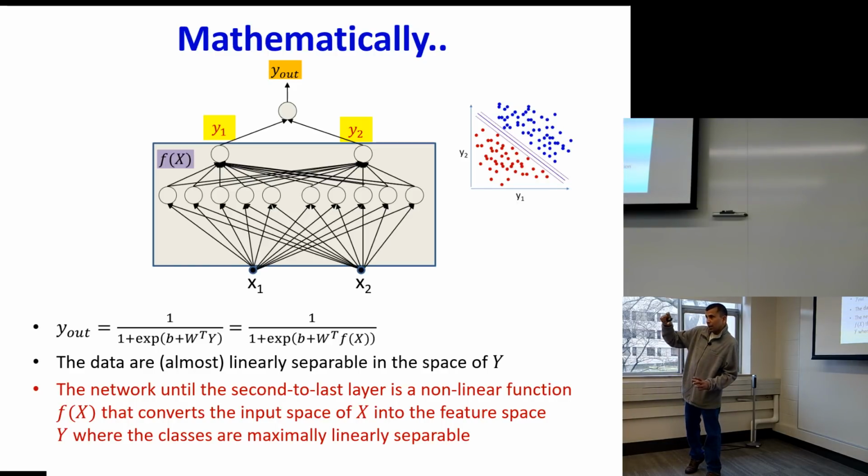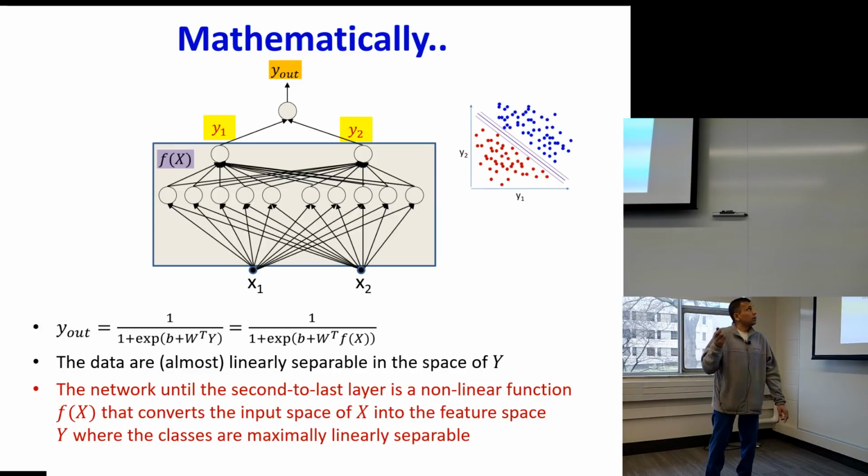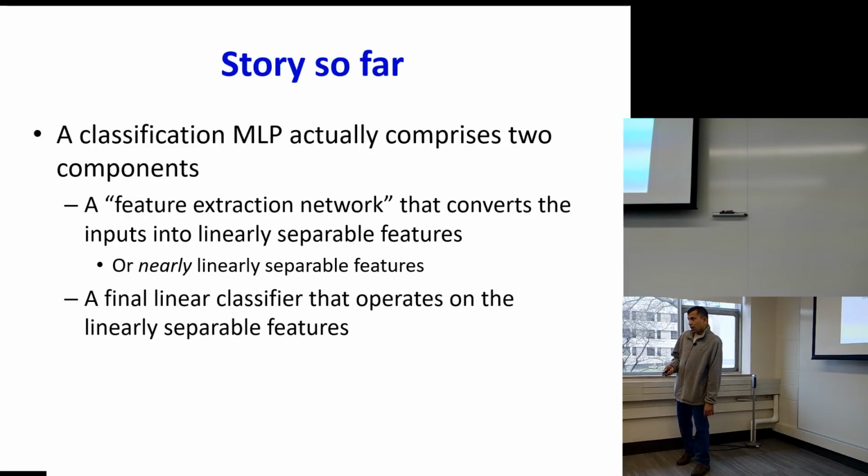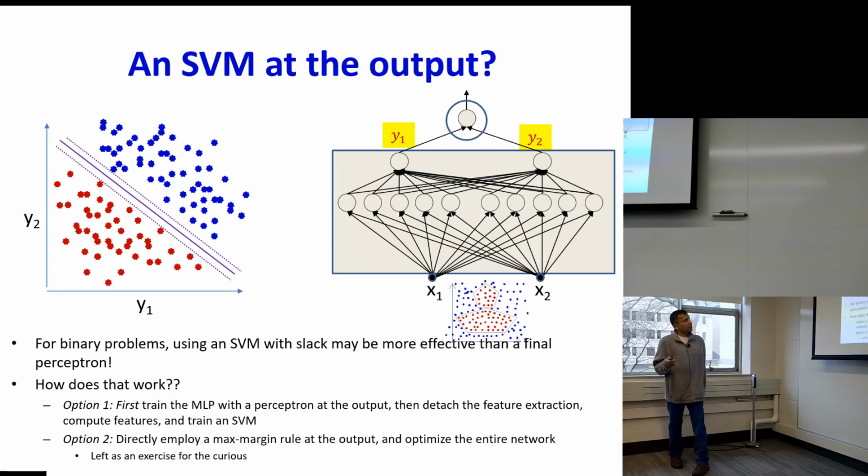So now you can literally think of the neural network as two components. One is a feature extractor and the last is a linear classifier, right? That is in fact what is happening within the network. And this of course brings you to the story so far. A classification MLP actually comprises two components: a feature extraction network that converts the inputs into linearly separable features or nearly linearly separable features, and a final linear classifier that operates upon these linearly separable features, right?